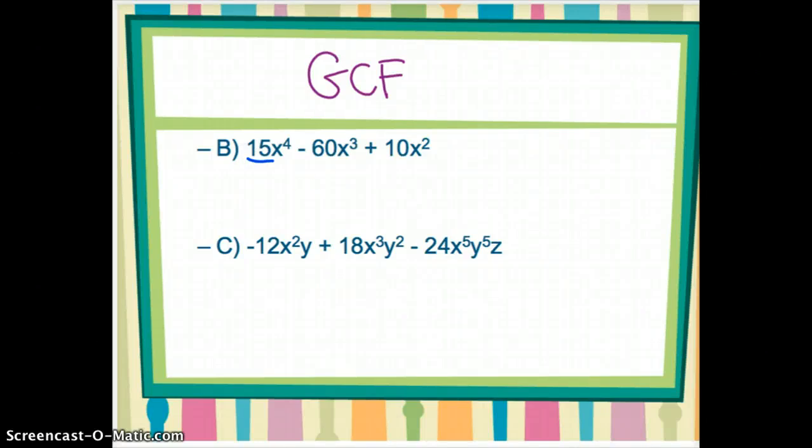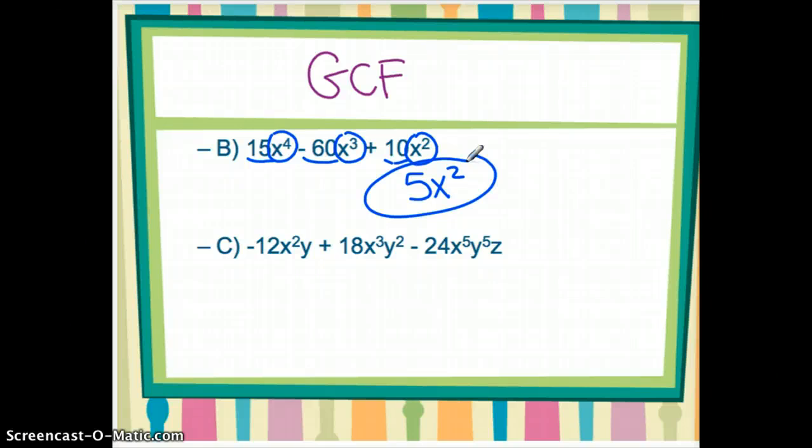So here I'm going to look at 15, negative 60, and 10. Well, the biggest number that goes into all of those is 5. And when I look at my variables, x to the 4th, x cubed, x squared, the biggest that goes into all of those is x squared. It goes into x squared one time, it goes into x cubed x times, and it goes into x to the 4th, x squared times. So my GCF is 5x squared.